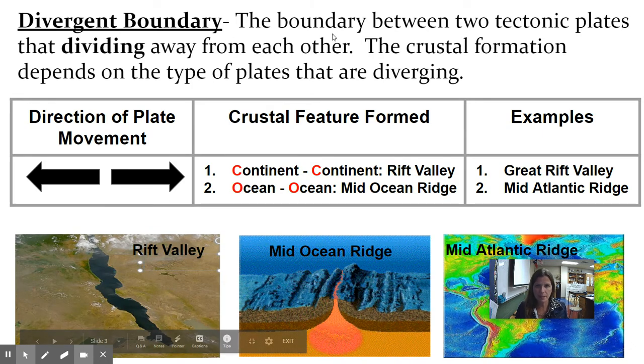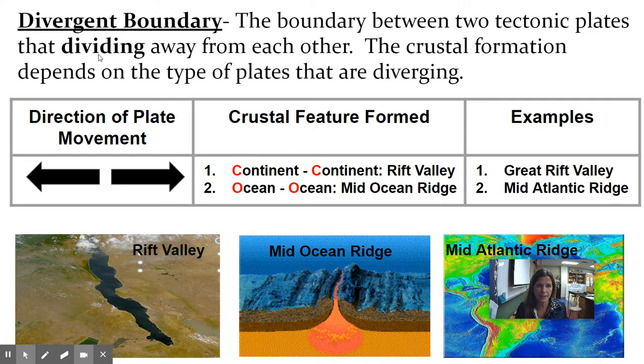Divergent boundary. This is the boundary between 2 tectonic plates that are dividing away from each other. The crustal formation depends on the type of plates that are diverging. So let's look at the direction of plate movement for diverging. So here your plates are dividing. They're moving away from each other. So let's focus on the type of plates that are diverging.